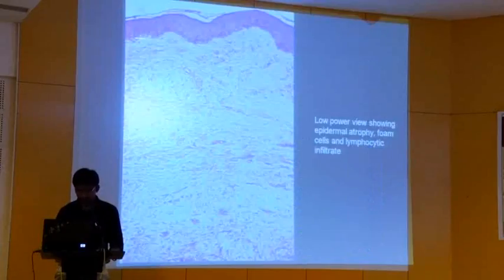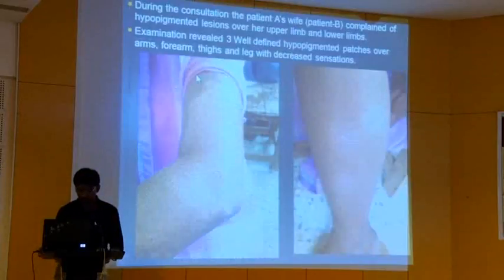This is a low power picture of the same biopsy sample where there is epidermal atrophy along with clear grenz zone and granulomas and foamy macrophages seen over the dermis.